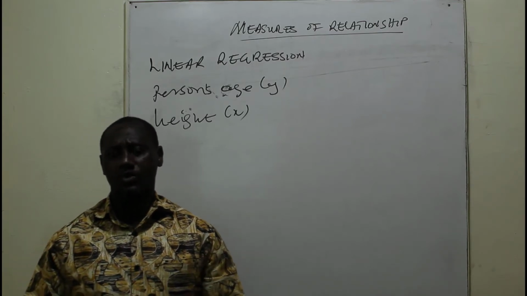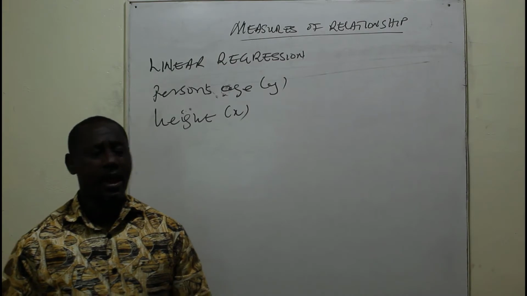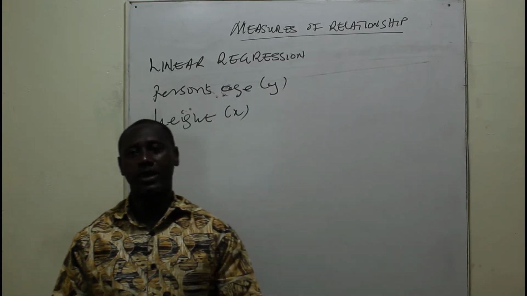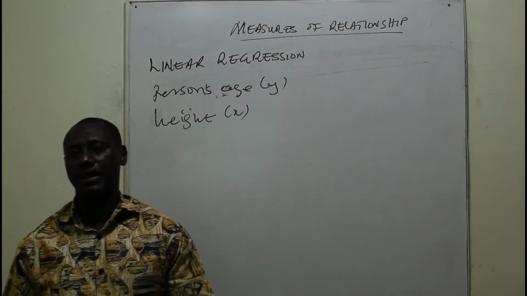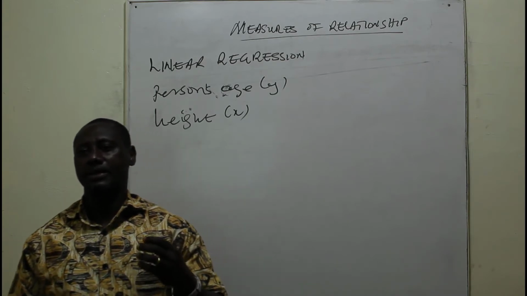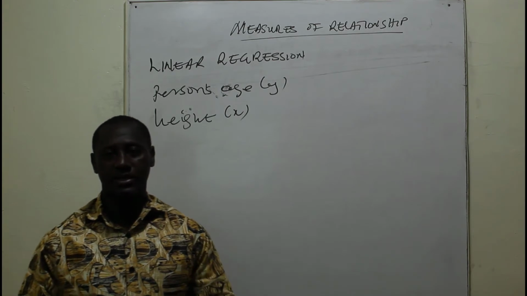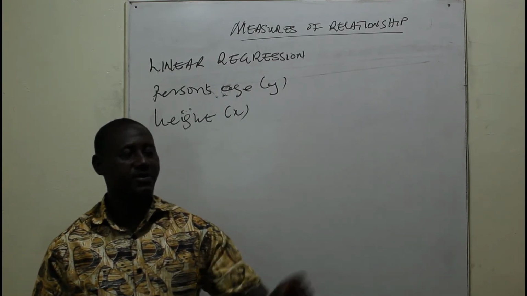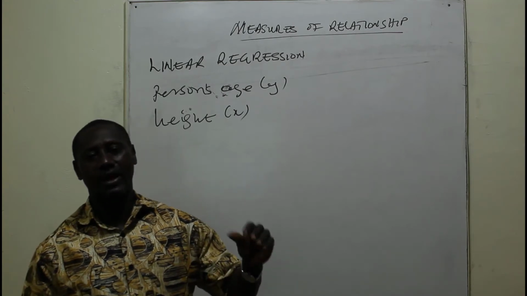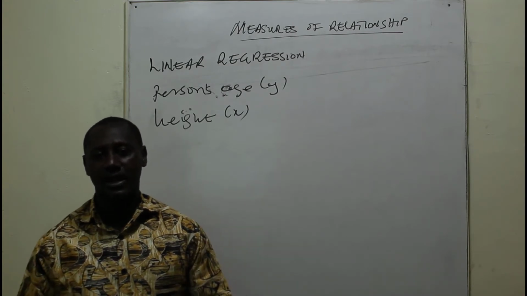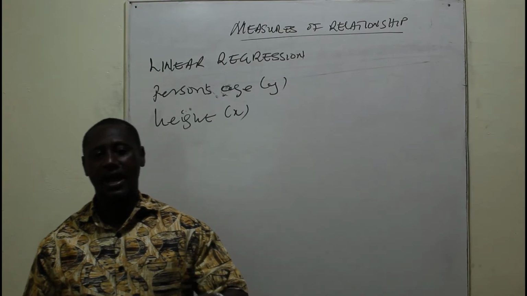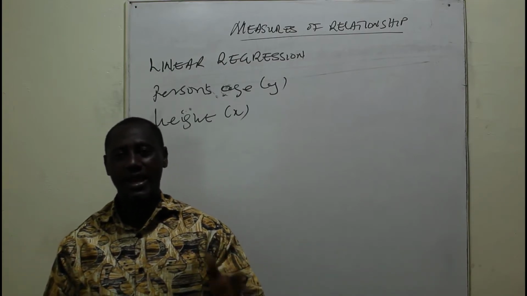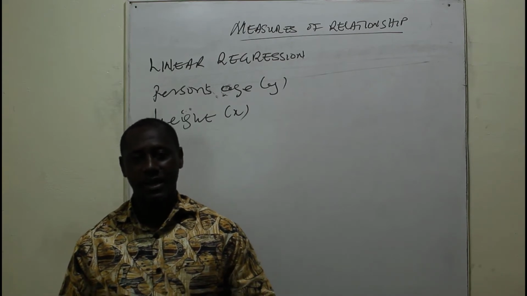Let's assume I am talking about a person's age. So in my class, I am doing a selection, and I've taken the ages of 7 students, and I've taken the heights of these same 7 students. And I want to see if there's some kind of association or relationship between the age and the height.